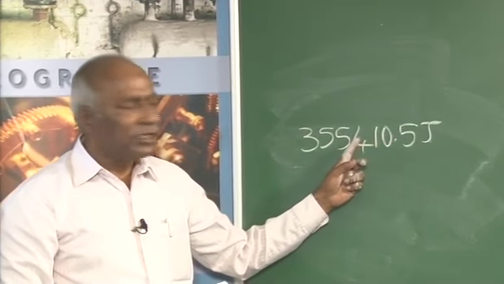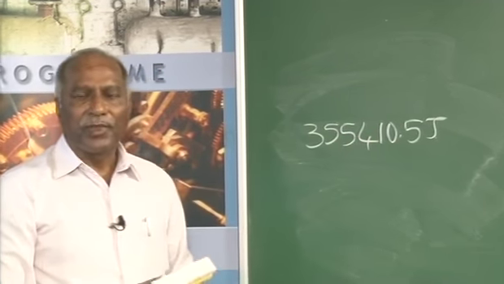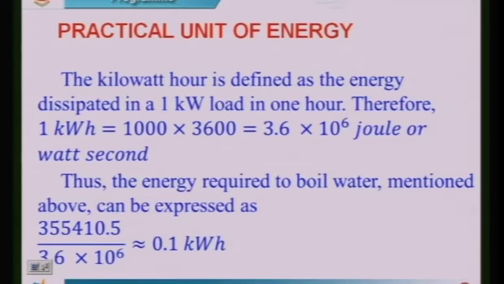To overcome this, generally the kilowatt hour is used. 1 kilowatt hour is 1000 into 3600, that comes to 3.6 into 10 to the power 6 joules or watt second. So the joules that were required to bring the water to the boiling level can be represented as 0.1 kilowatt hour, instead of 355,410.5 joules.